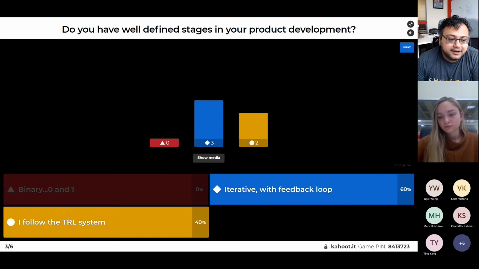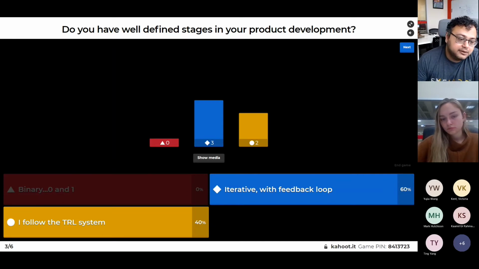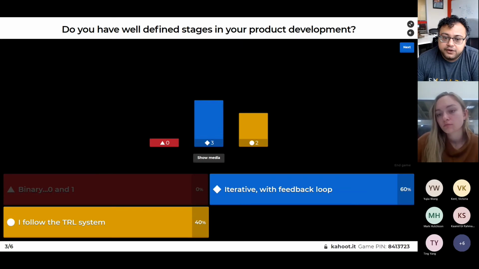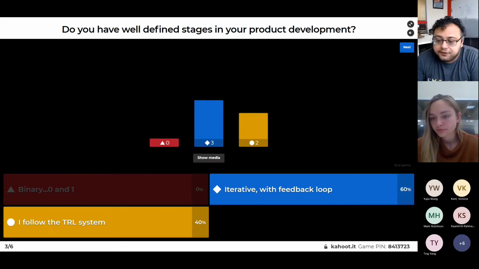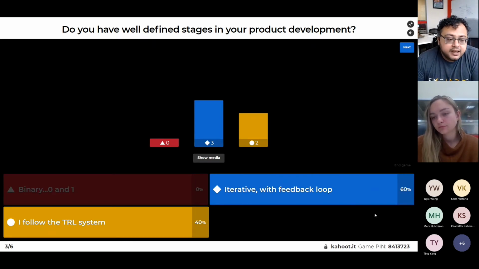Poll. So again, a closed competition between the iterative with feedback loop and the TRL system. Now, would one of you who follow the TRL system perhaps volunteer to talk about it? TRL system is usually great for more technologically advanced products, but would someone volunteer to talk about that a little bit?